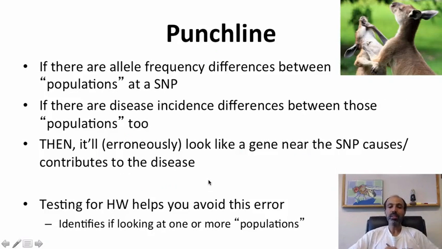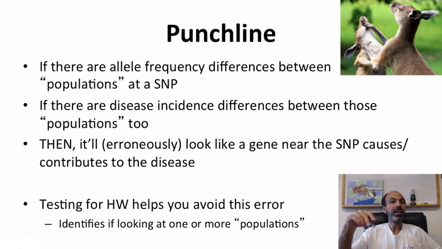Now, the punchline is if there are allele frequency differences between populations at a SNP, which is very often true, let's say the SNP is being used as a marker, and if disease incidence differences exist between the two populations you're studying, which again is very often true, sometimes for genetic reasons, sometimes not, but it may not have anything to do with the particular marker or anything near that marker, then a genome-wide association study will erroneously make it seem that a gene near the SNP is causing or contributing to the disease. Now, if you test for Hardy-Weinberg, you can avoid this error because you can identify if you're looking at one interbreeding population or not. Your hope is that the population is at Hardy-Weinberg or very, very close to it. And then if you see an association, you know it's not this weird bias.